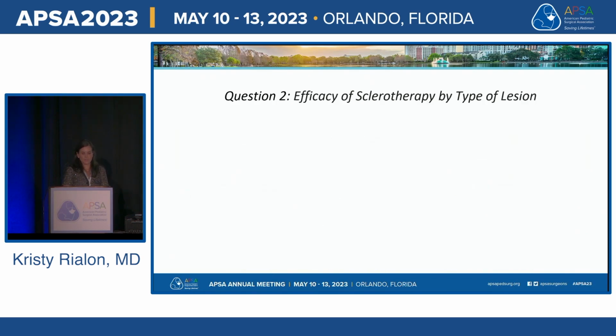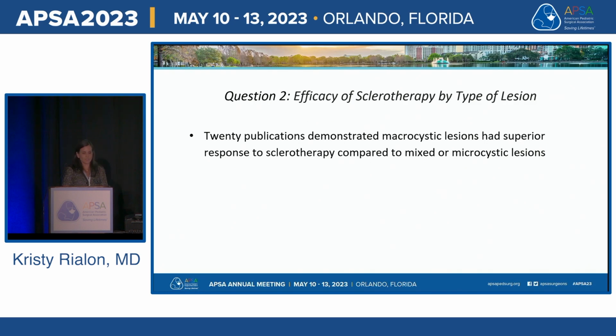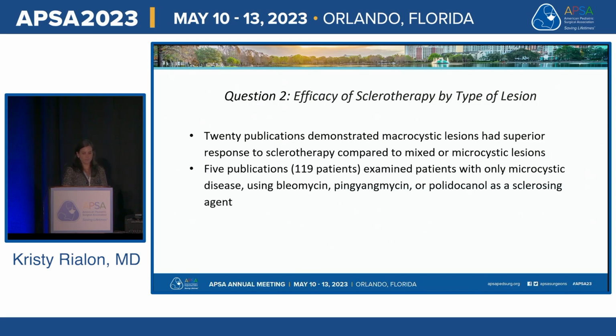Looking at efficacy by the type of lesion, there were 20 publications that demonstrated that macrocystic lesions had a superior response to sclerotherapy compared to mixed or microcystic lesions. There were 5 publications with 119 patients that looked at microcystic lesions alone, and these used bleomycin and 2 other agents that we don't really use in the US as their sclerosing agent. There's actually a pretty good response rate, 49% complete response and 49% partial response.